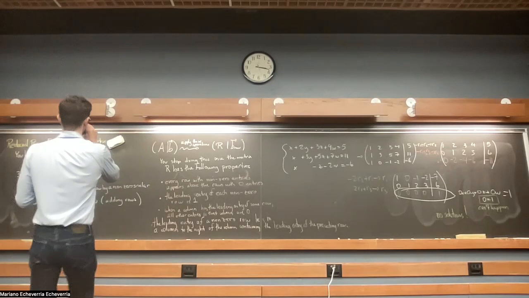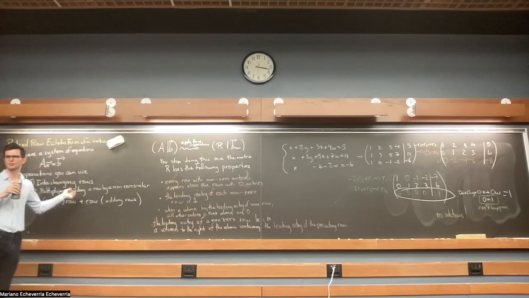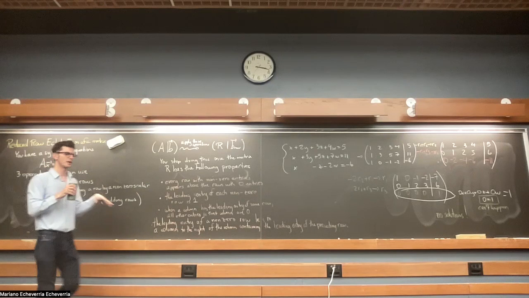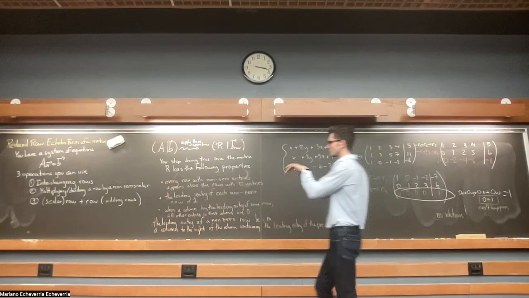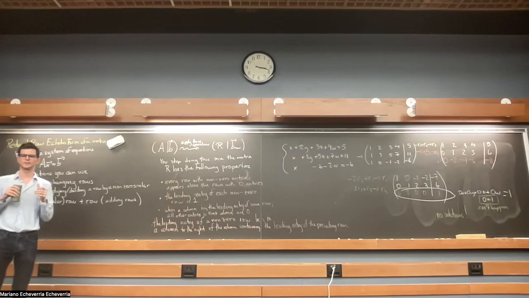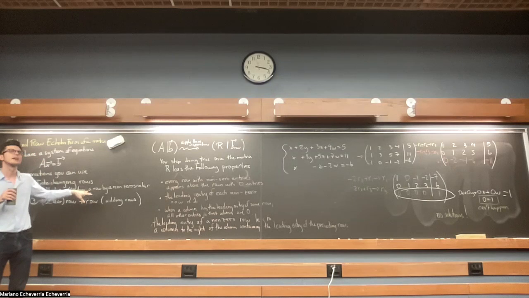The important thing is that there are only three things you're allowed to do: interchanging rows, multiplying a row by a number or dividing a row by a number, and adding rows together. All of solving systems of linear equations requires just those three things. You cannot do anything else, because if you do, you may affect the solutions of the system. These are operations that guarantee preserving the solutions of a system of equations.